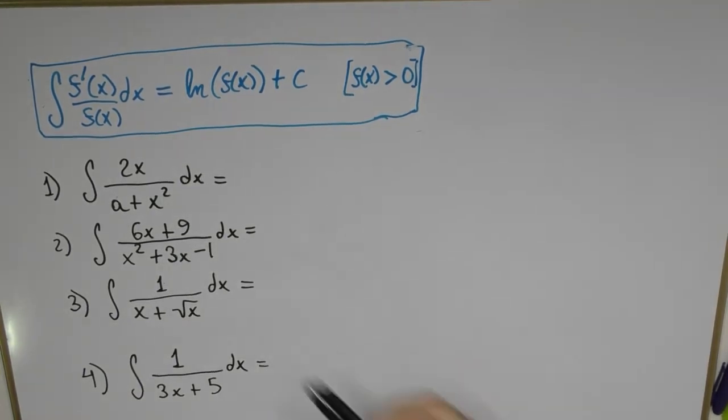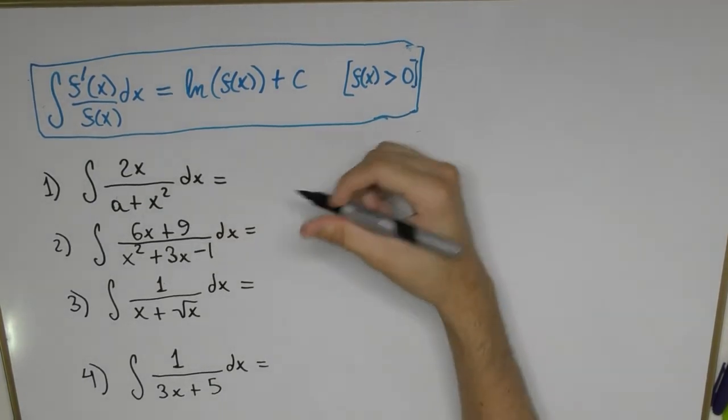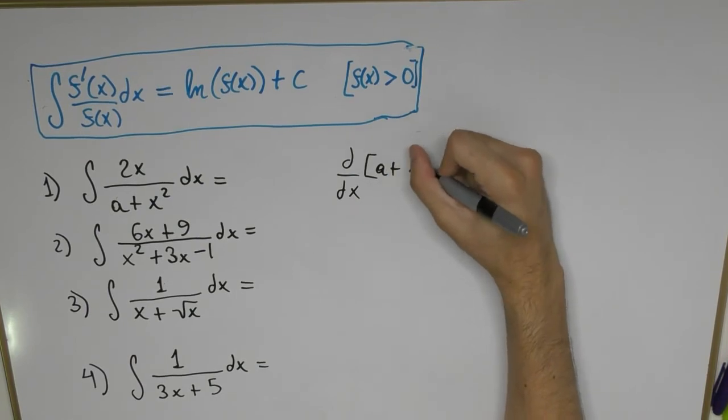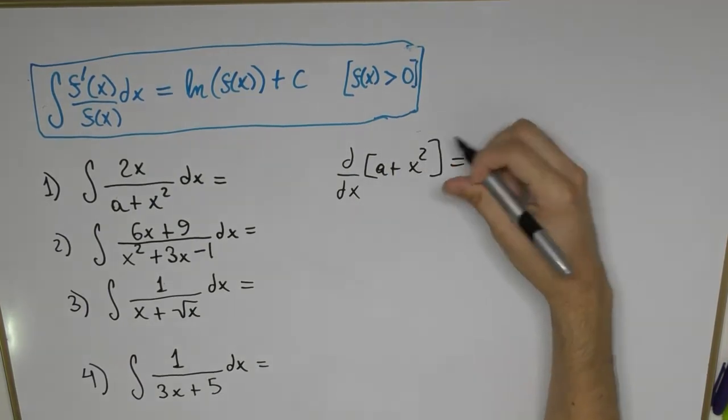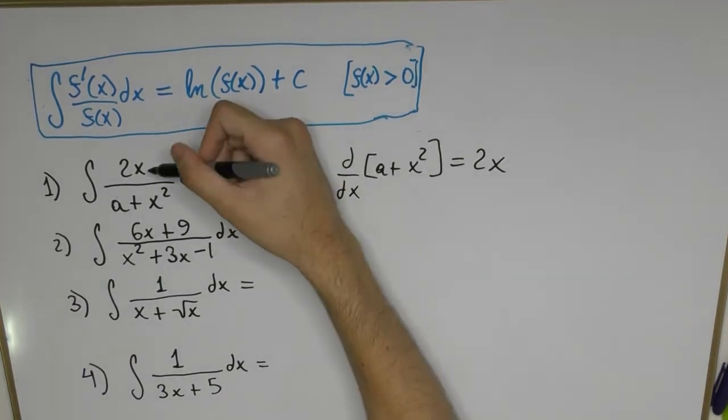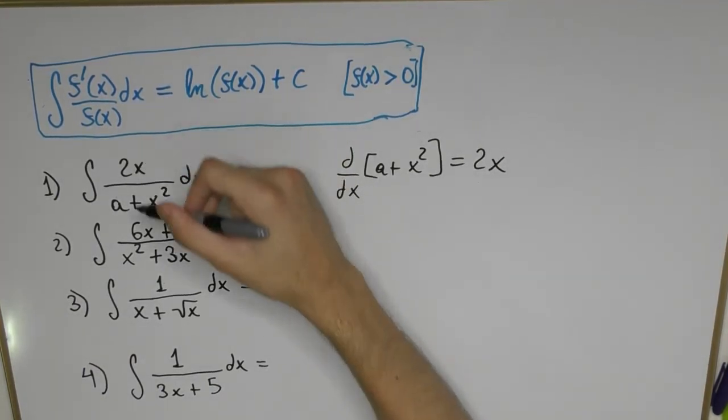Now, the first thing we should probably do in this kind of integral is grab the denominator and differentiate it. So we're going to start off by doing this. We have a plus x squared, and if we differentiate that, we get 2x. Now, if we look very closely at the numerator, it's exactly 2x.